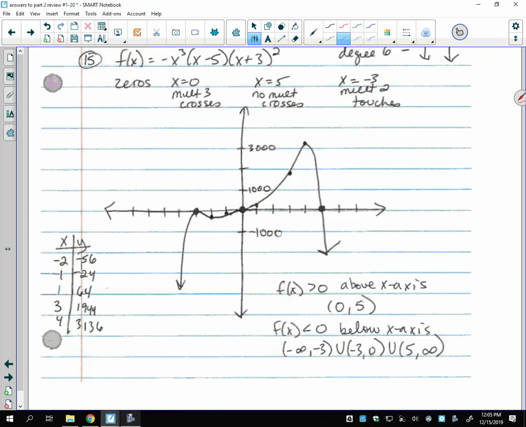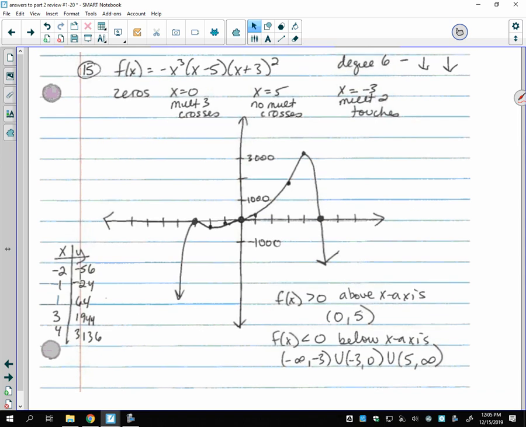Number 15 is a polynomial function, and I just did all the stuff I remembered from when we did this in chapter 2, I think. Right away, I looked at the zeros because it was already factored. So the zeros, I knew that this had a 0 at 0 and at 5 and at -3. Remember, the exponent tells you whether it touches or crosses the graph, and it tells you about the multiplicity. So a multiplicity of 3, because it's an exponent of 3, and that's odd, so it crosses.